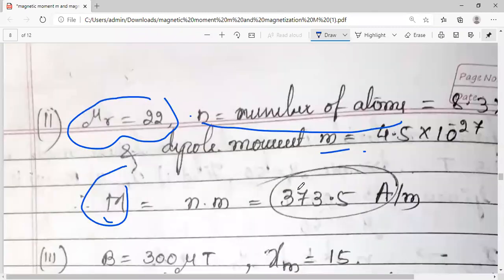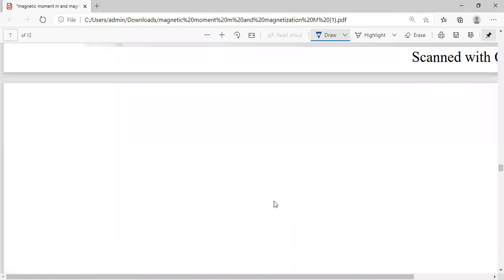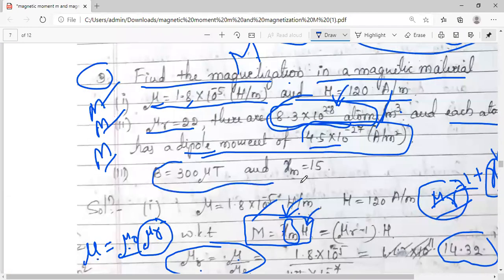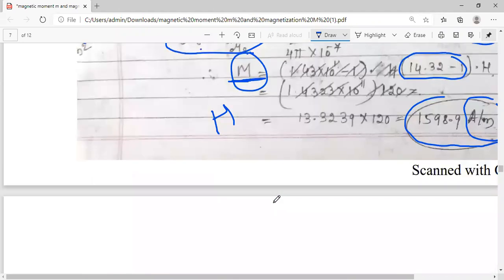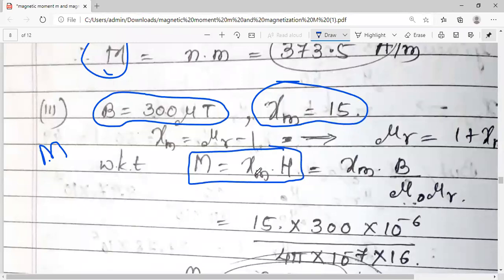Now third, we need to check. Magnetization you have to find. B and chi value are given to you. You need to find M. Main equation will be M equals chi into H. Chi is directly given to you in the question. But what about H? Instead of H, flux density is given. So is there any relationship between B and H? Yes, we have. It is B equals mu H.